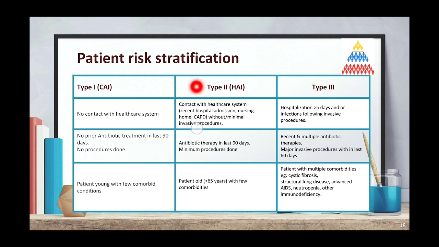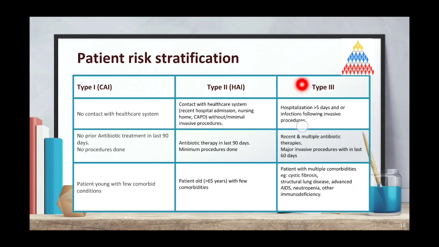Type 2 category, hospital-acquired infections. They have contact with the healthcare system, recent hospital admission, without or minimal invasive procedures, antibiotic therapy in the last 90 days and minimum procedures done. Patient age greater than 65 years with few comorbidities.